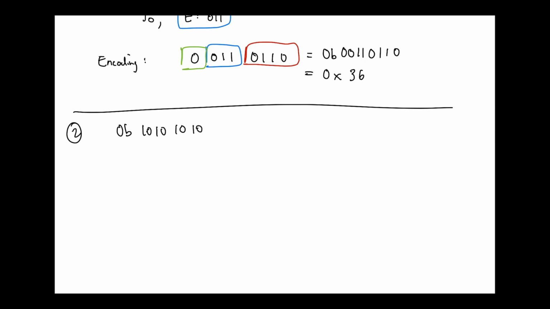Okay, so first off, let's pick out all three of the parts. So what's the sign bit here? It's a 1. So whatever we're encoding is going to be a negative. The exponent is what? 0, 1, 0. And the mantissa is 1, 0, 1, 0.